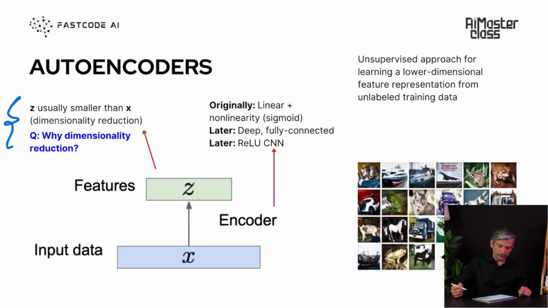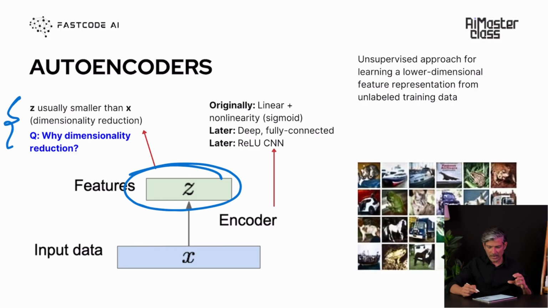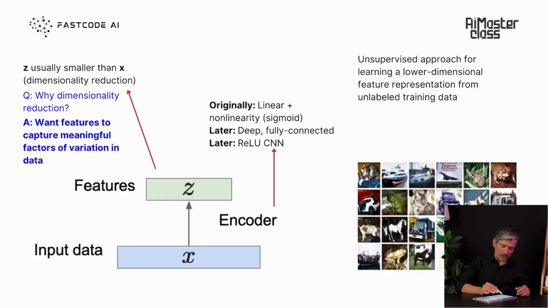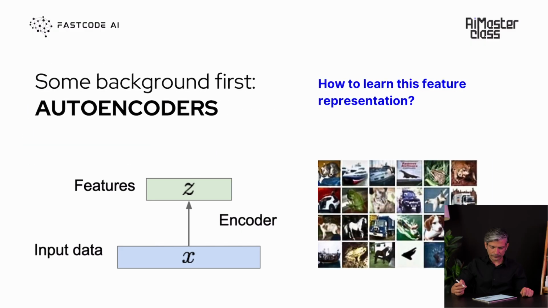And then usually, we know that Z is smaller in dimensionality, a dimensionality reduction, because understanding is compression. And also because we want our features to capture meaningful factors of variation in data, and data usually lies in a lower dimensional manifold as compared to the original dimensionality of our data.